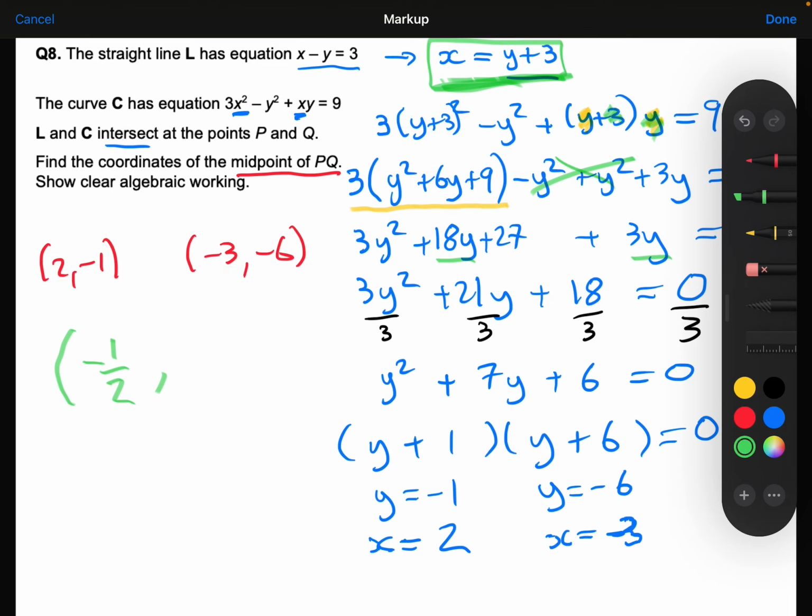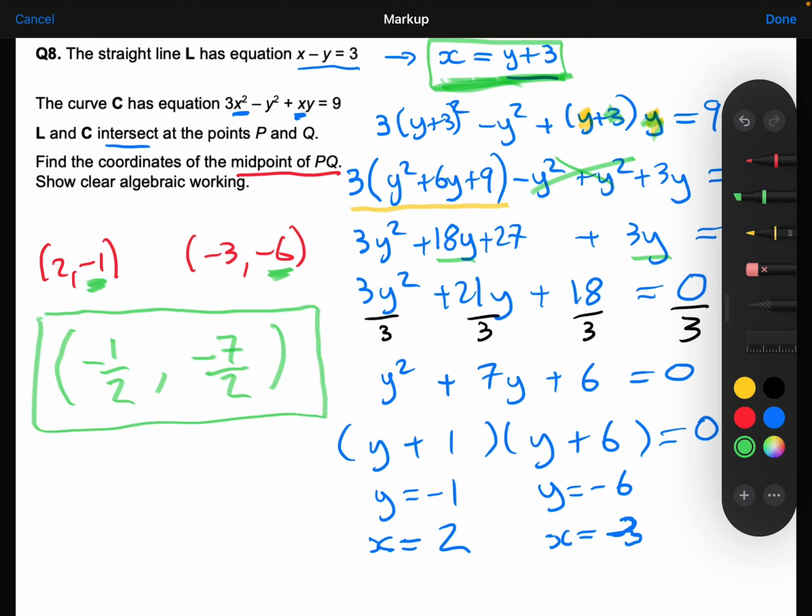And now let's focus on the y coordinates. We'll do the same trick. Minus 1 plus minus 6 is minus 7, and then half it. So minus 7 over 2, or minus 3.5, is in the middle of minus 1 and minus 6. And so there we go. This coordinate here is the midpoint of P and Q, which is where the lines L and C intersect.